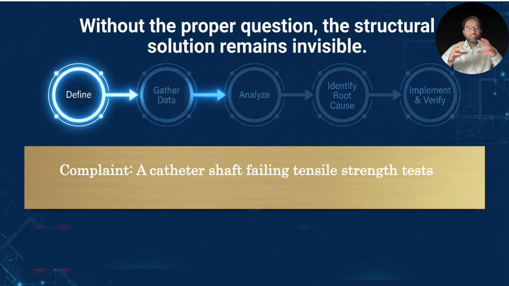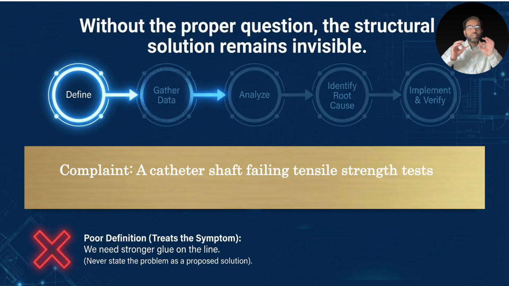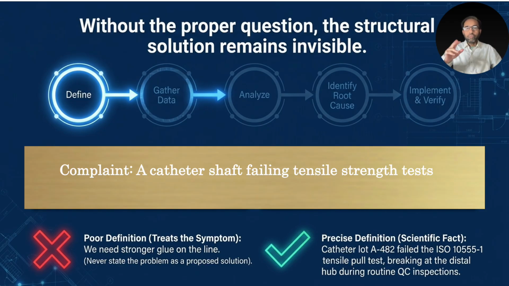A catheter shaft failing tensile strength tests. Now define the problem. Never state the problem as a proposed solution. Don't write, "We need a stronger glue." Instead, define the failure precisely. Catheter lot AF-482 failed the ISO 10555-1 tensile pull test, breaking at the distal hub during routine QC inspections. That captures the problem statement as a whole.